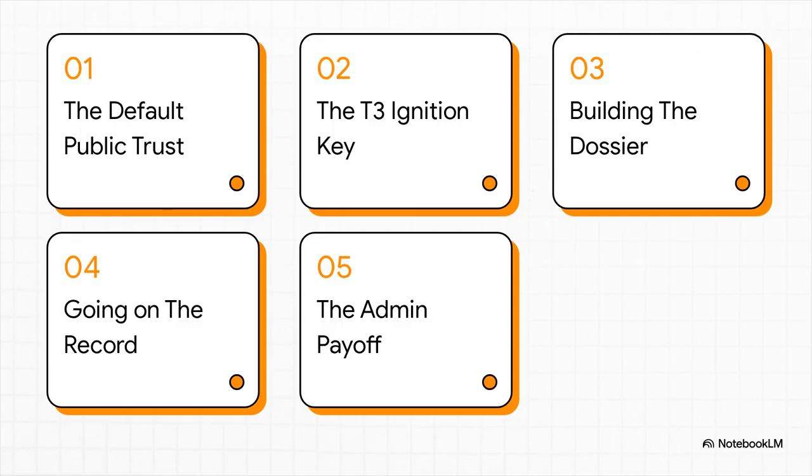Okay, so here's how we're going to break this down. It's kind of like a 5-part journey. We're going to start by looking at this hidden problem they call the default public trust. Then we'll talk about the ignition key that's supposed to fix it. After that, we'll get into building a powerful dossier of documents, see how to go on the record with it. And finally, we'll explore what they call the administrative payoff, the whole point of taking back control.